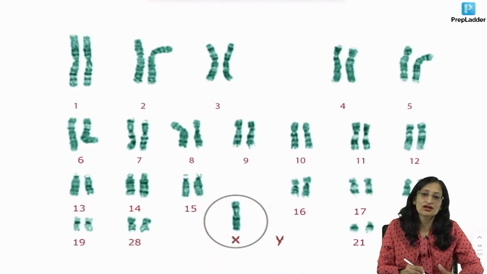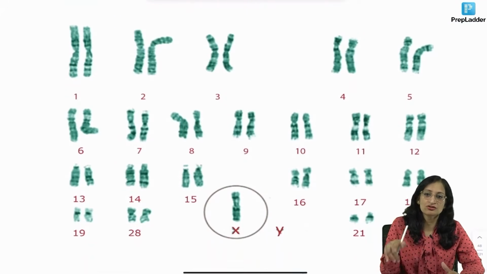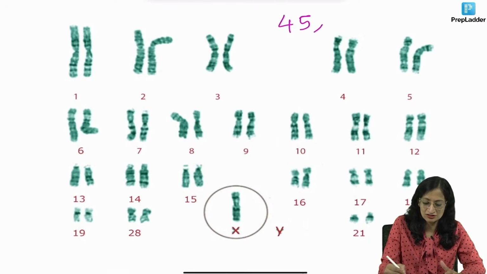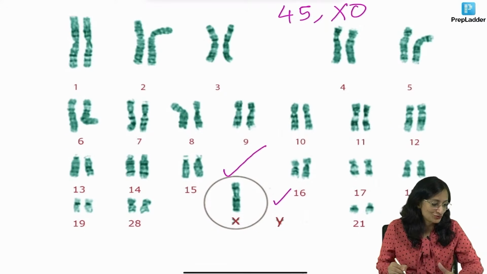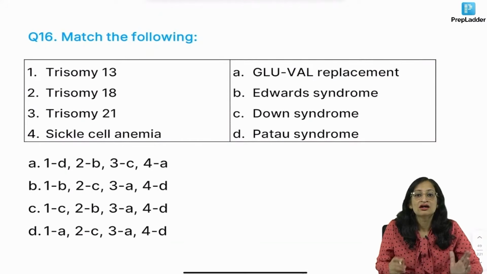Now, this is the karyotype in a typical child with Turner syndrome. If you count the total number of chromosomes here, it will be 45 instead of 46. And there is a single X chromosome and no Y chromosome. So, 45 XO, right? Now, match the following.